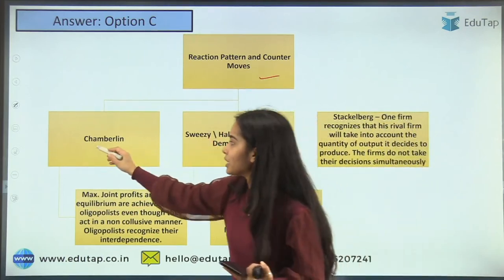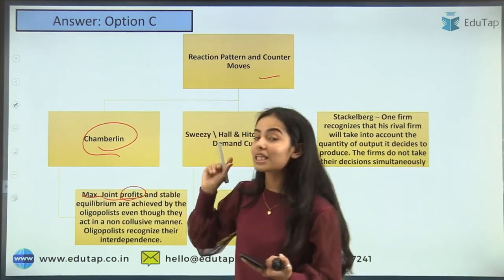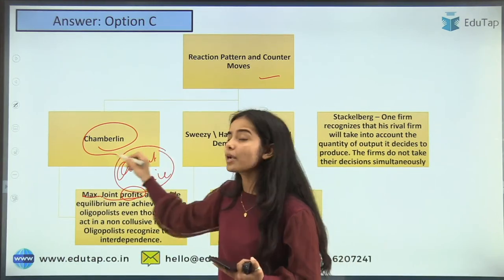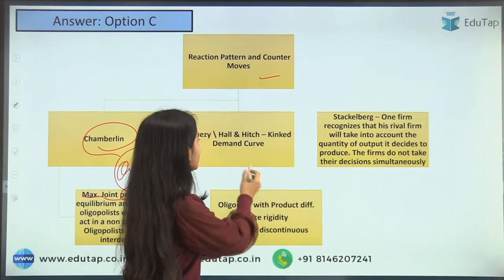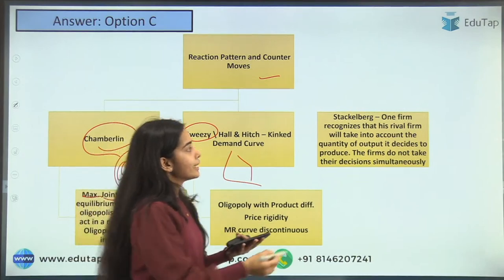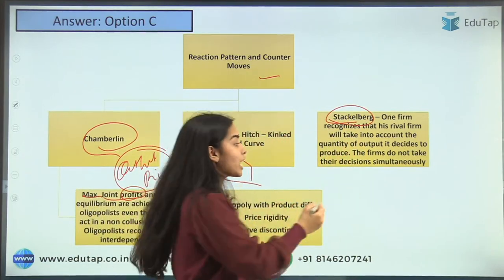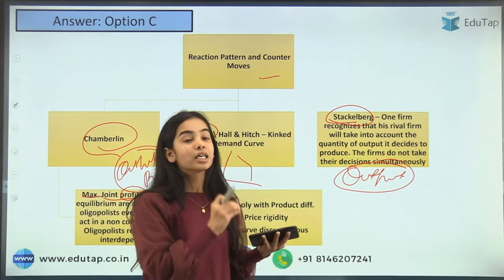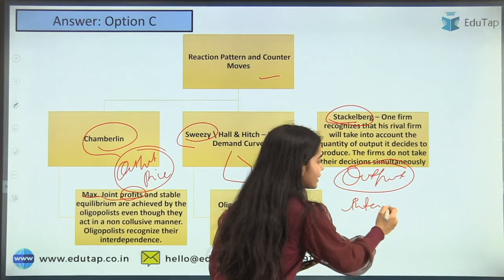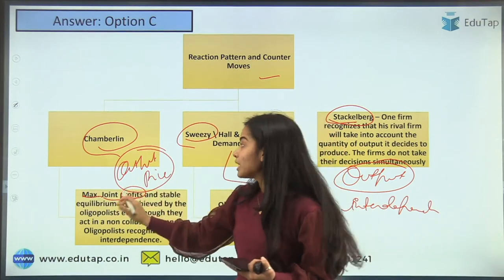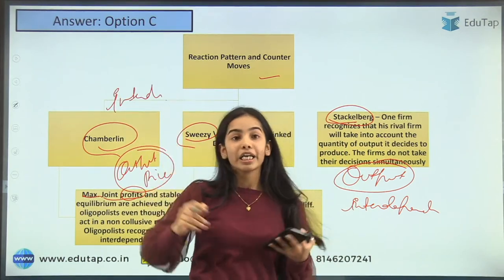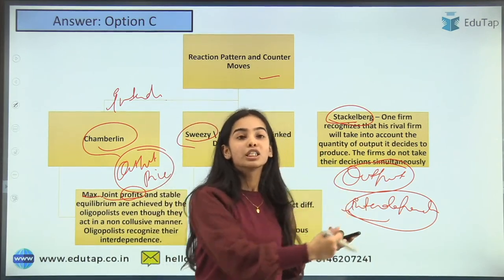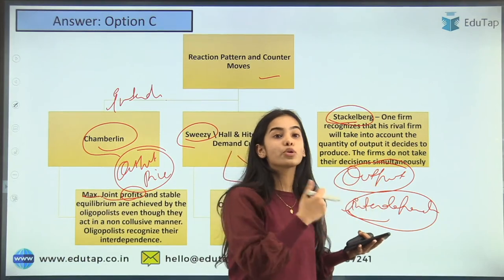Next is Chamberlin. He talked about maximum joint profits without coming into a cartel. And he talked about output and price determination, that both are being determined, not only one. Then Sweezy talked about the kinked demand curve. Then Stackelberg was the one that said that the rival firm's output is being seen, but there is interdependence. Chamberlin also talked about interdependence, that the firms take into account the moves of the rival firms, how the rival firms' output is going to change.